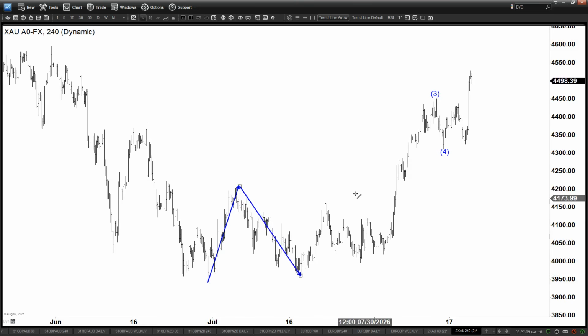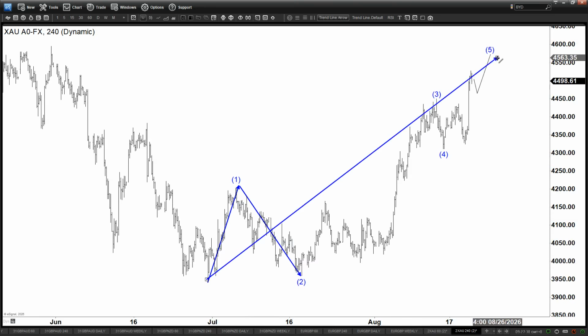Now, one possibility is that this is 1 and 2, and then that's 3 and 4, and then we are ending with 5. But the 5 is clearly incomplete because we so far only have 3 waves. So at bare minimum, you would need to have one more leg up to finish a 5 waves. Then you may have a chance to finish the cycle and then see a bigger pullback. So that's one option, right?